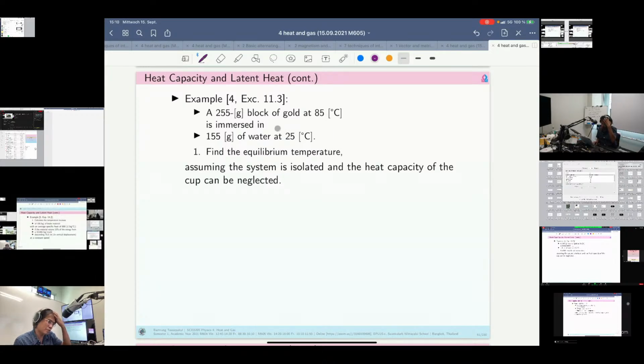A 255 gram block of gold at 85 degrees Celsius is immersed in 155 gram of water at 25 degrees Celsius.